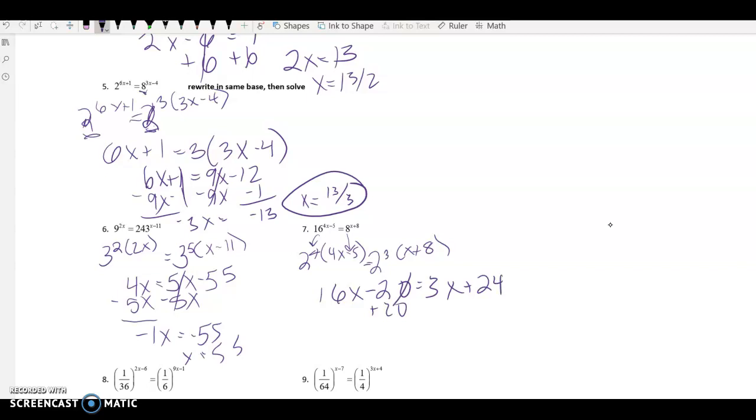Solve. I'm going to add 20 to both sides. Subtract 3x on both sides. I get 13x equals 44. So x has to equal 44 over 13.